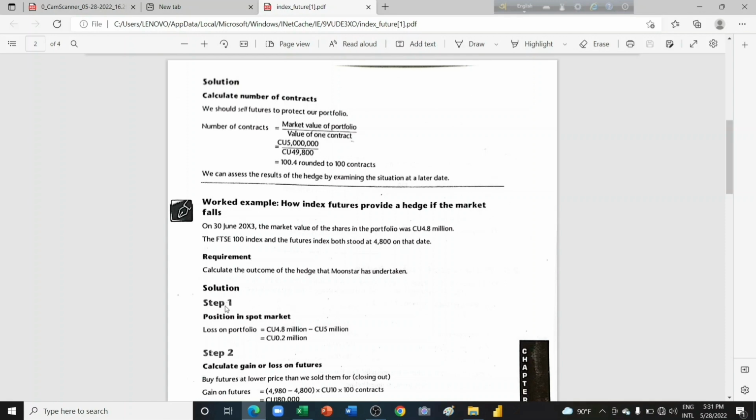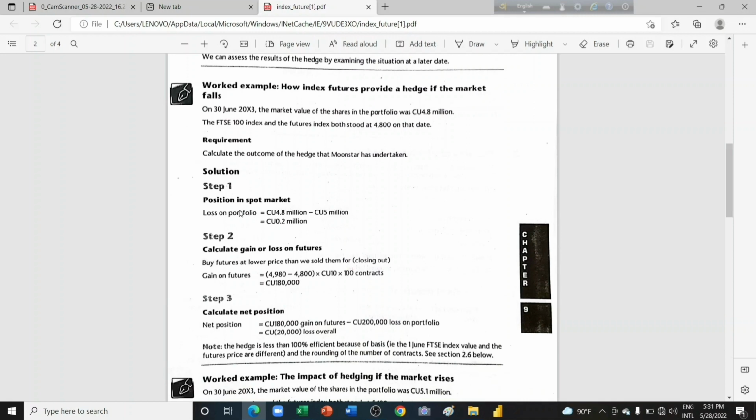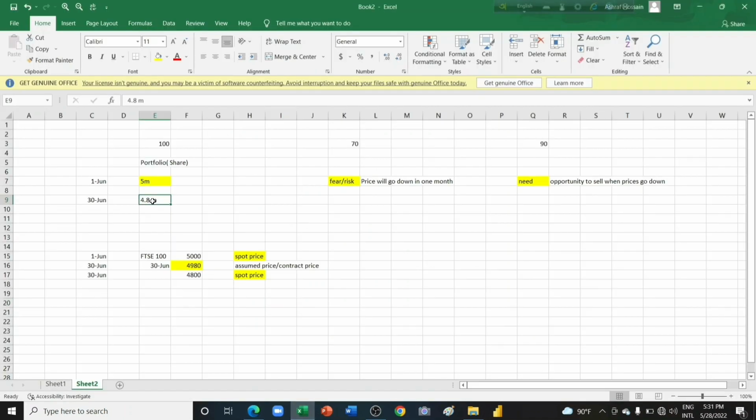Now as we have all the prices, what happens? First of all, we have suffered a loss here. Our share was worth 5 million. Now it's worth 4.8 million. So we have suffered a loss of 0.2 million. This is the loss in the portfolio or share market. And this is the FTSE 100 market. So in the share market, we suffered a loss of 0.2 million.